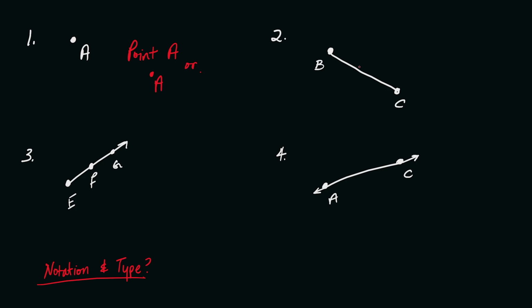Now for the second example here, we see that it has two endpoints. The endpoints are B and C, and the whole entire section has no arrows, so it's non-continuous. So we know that it's a segment. So we can write segment BC with the bar on top.